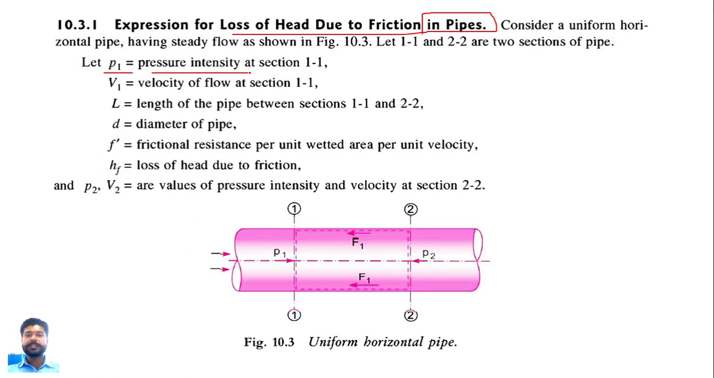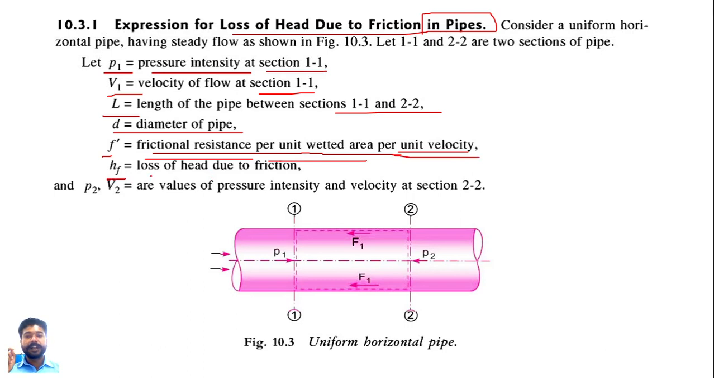So P1 is the intensity of pressure at section 1, likewise the velocity at section 1 is denoted by V1, L is the length of pipe between 1 and 2, D is the diameter of pipe, and f dash is the frictional resistance per unit wetted area per unit velocity. You need to remember this term, small f dash, the frictional resistance.